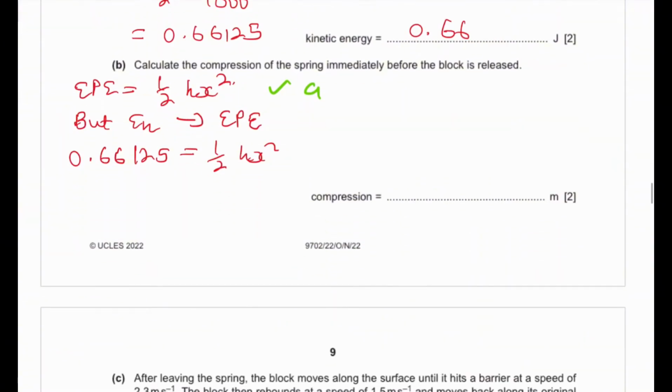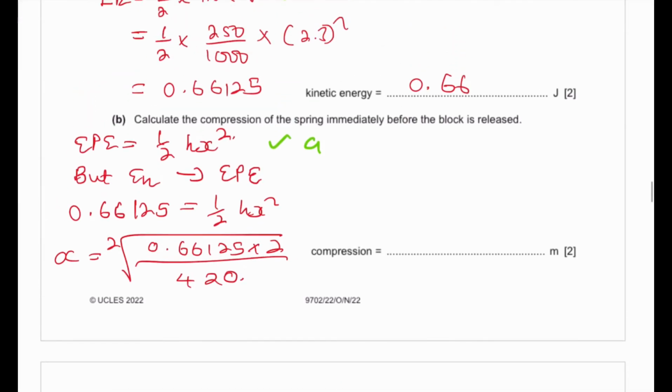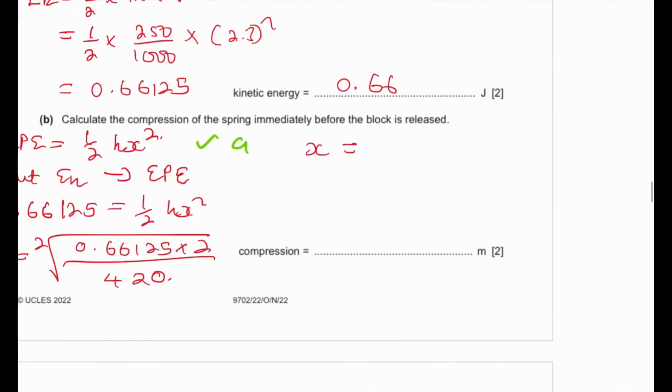But all the EK has been transformed to elastic potential energy. So what is your elastic potential energy? It's 0.66125, and that is equivalent to 1/2 Kx squared. So the value of x is the square root of 0.66125 multiplied by 2 divided by 420. So your value of x is 0.056 meters.